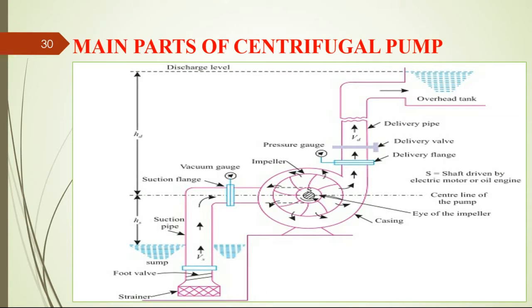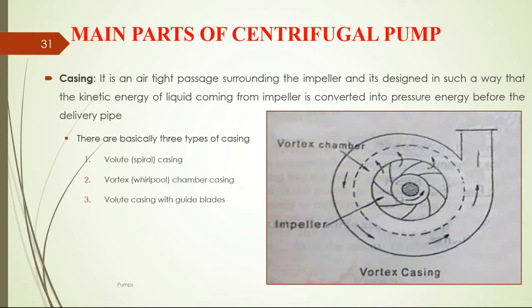These are the main parts of centrifugal pumps, which mainly include the overhead tank, then delivery pipe, delivery valve, delivery flange, casing, impeller, pressure gauges, vacuum gauge, suction flange, suction pipe, sump, foot valve, and strainer. Then the main parts of centrifugal pumps are listed below. Out of that, the first one is casing.